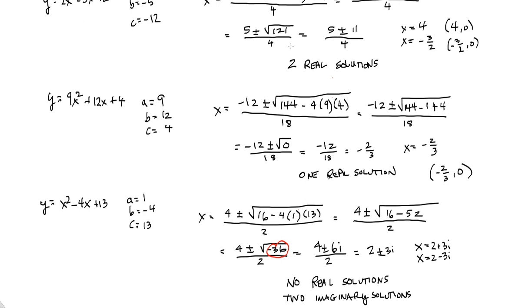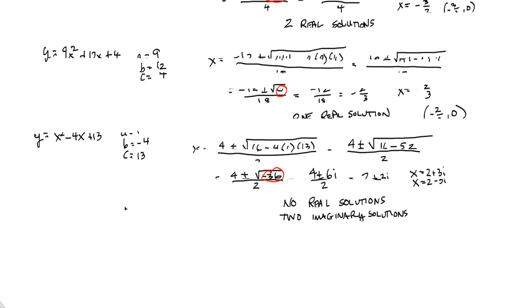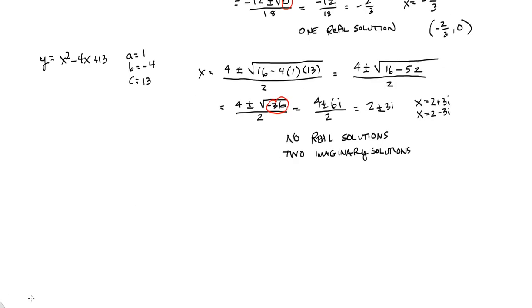What gives us two real solutions, if we look up here, is a positive number under the radical. That gives us two real solutions. And what gives us one real solution? If we have a 0 under the radical. Now, the next question is, what is that under the radical? Under the radical is b squared minus 4ac, isn't it? This expression is called the discriminant.